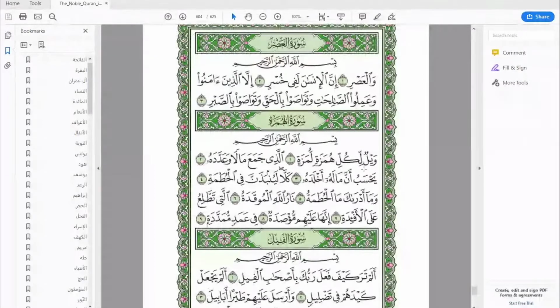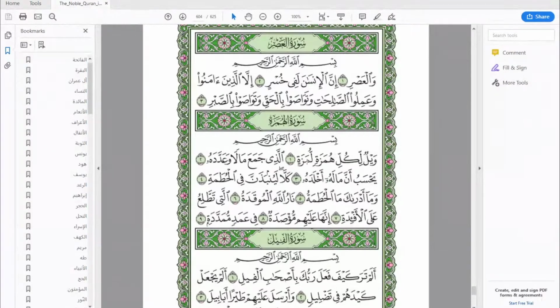Okay, so we have this Surah Al-Humaza. Wailun likulli humazatin lumazah. Now this is the first word. The first word is wailun. And wailun has a tanween dhamma at the end. This is a noun. This is, hafidhakum Allah, a place in hell. Wailun. Okay? And this one has dhamma because it's at the beginning of the sentence, because it's the subject.